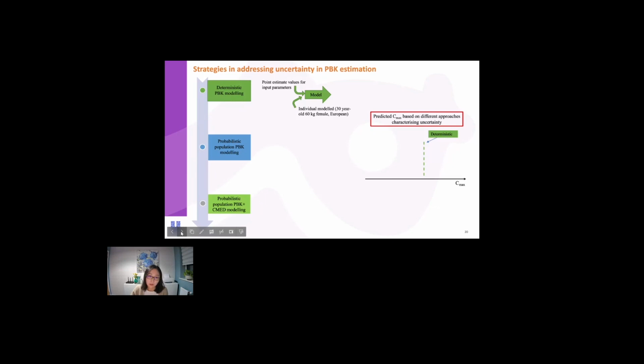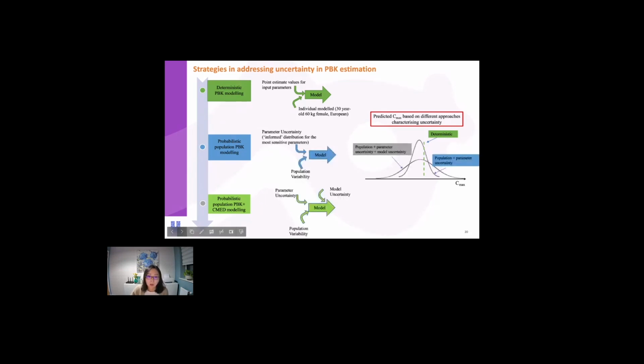In order to address this issue, I want to talk about certain strategies in addressing uncertainty in PBK estimation. You can see from the left, arrow pointing down, these are different strategies from, I would say, low tier to high tier. The low tier would be a deterministic PBK model where everything is just a single value and you're only doing simulation for an individual. So you can see from the right, the model prediction would also be a point estimate.